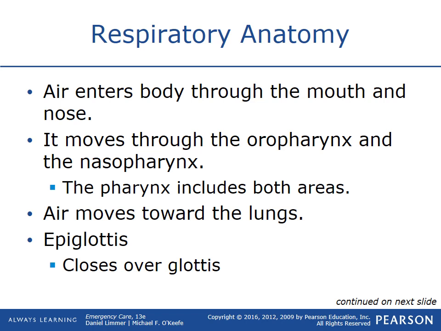So air enters our body through the mouth and nose. It moves through the oropharynx, so the mouth and the back of the throat, and the nasopharynx, which is the nose and the back of the throat. The pharynx is the back of the throat. So oropharynx is the mouth part, nasopharynx is the nose part. Air moves towards the lungs. And the epiglottis is a little leaf-like structure that covers the trachea and covers that glottic opening to the windpipe to keep all of the fluid and food that we eat out of our lungs.